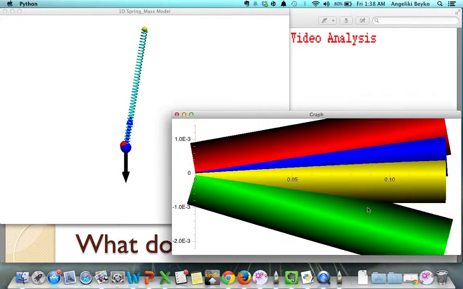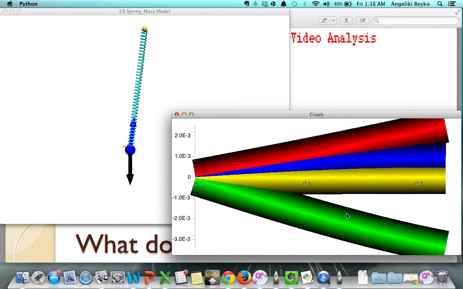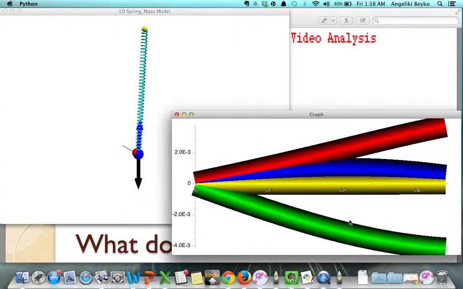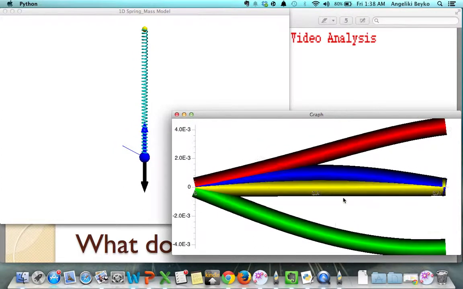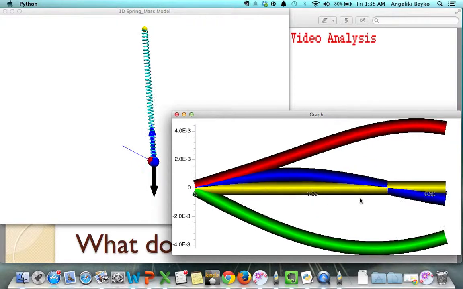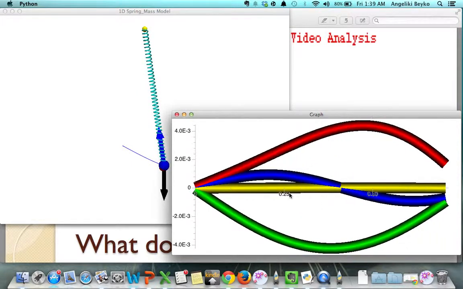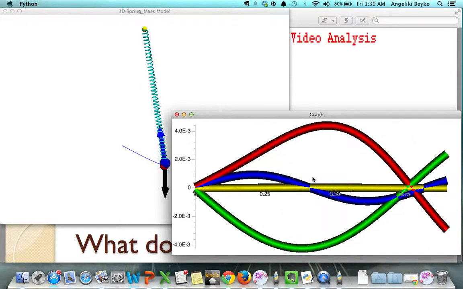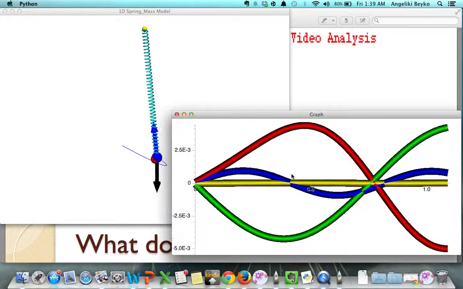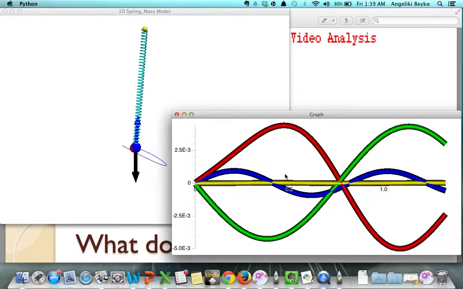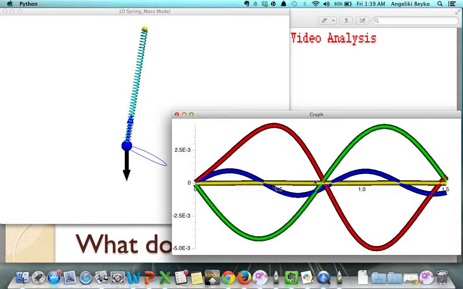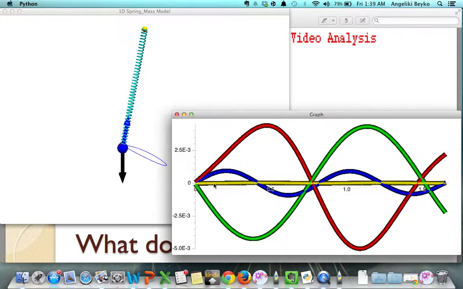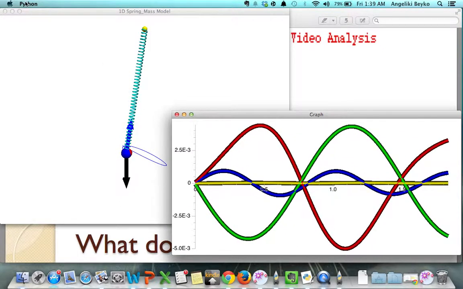The green line is the change in gravitational potential energy. The red line is the change in spring potential energy. The blue line is the change in kinetic energy, and the yellow is the sum, the total energy of the system, which is 0, as you can see.